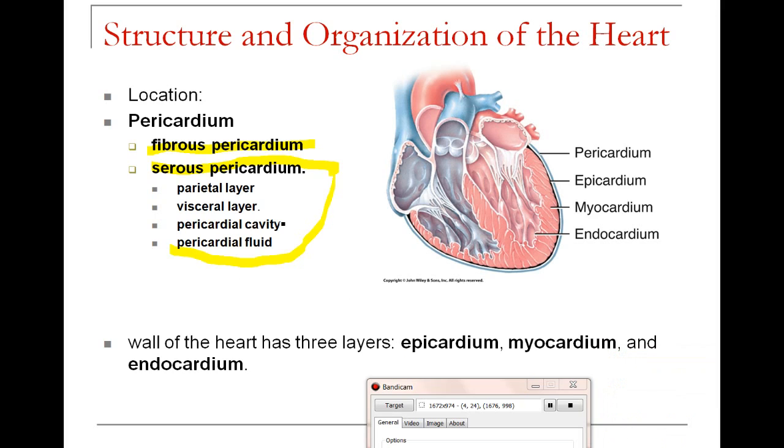So the pericardial cavity is the space in between the visceral layer and the parietal layer, and that's where we're going to find the fluid.